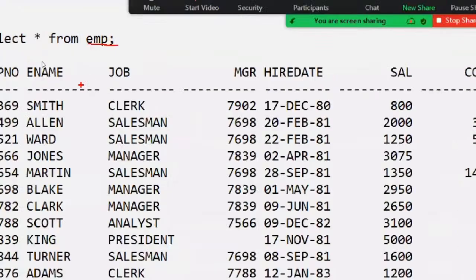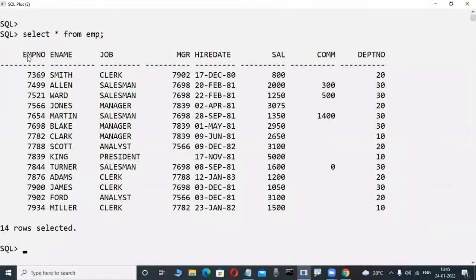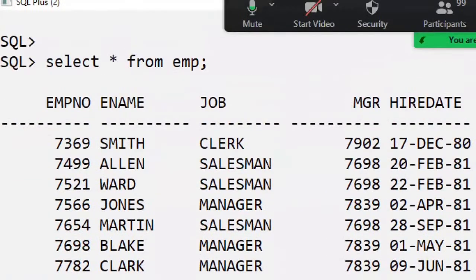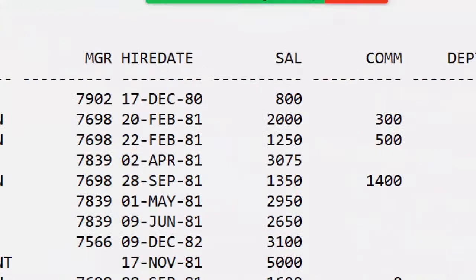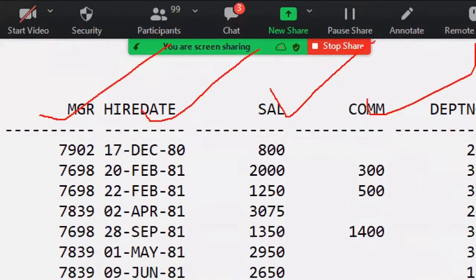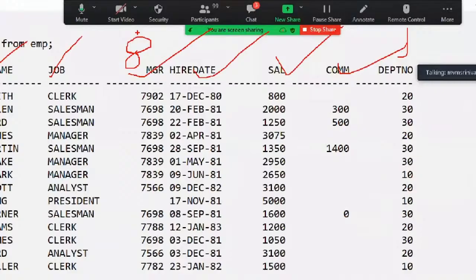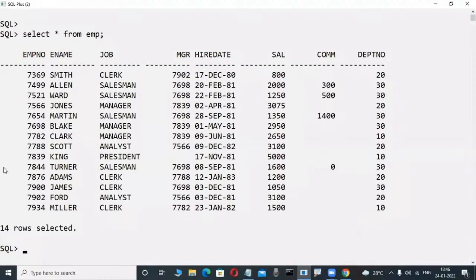In this EMP table, how many columns are there? Check it out. I'm not asking for the names, just how many. These are called columns: 1, 2, 3, 4, 5, 6, 7, 8. So there are 8 columns. Why am I counting? Write a query which counts the number of columns in a table is an interview question in the future. You will become familiar with all these powerful things. Yes, 8 columns.